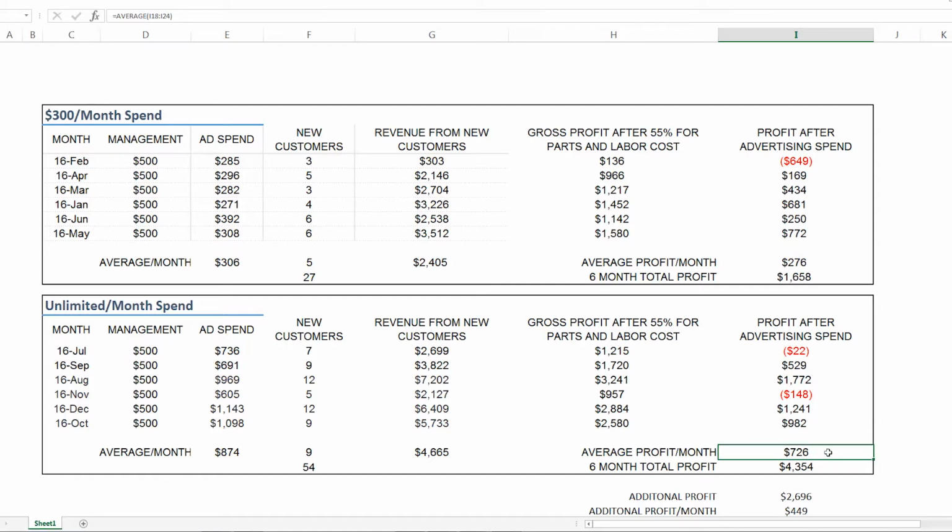Now, when I went unlimited, my average profit per month was $726. Following the same exact math, I also picked up 9 new customers. Each customer is worth $3,000 per year, or excuse me, I meant lifetime spend. Up here, this one's worth $3,000 lifetime spend, which is an additional $15,000. Here, they're worth the same amount, $3,000, which is an additional $27,000. So my return is enormous, but we won't even factor that in.